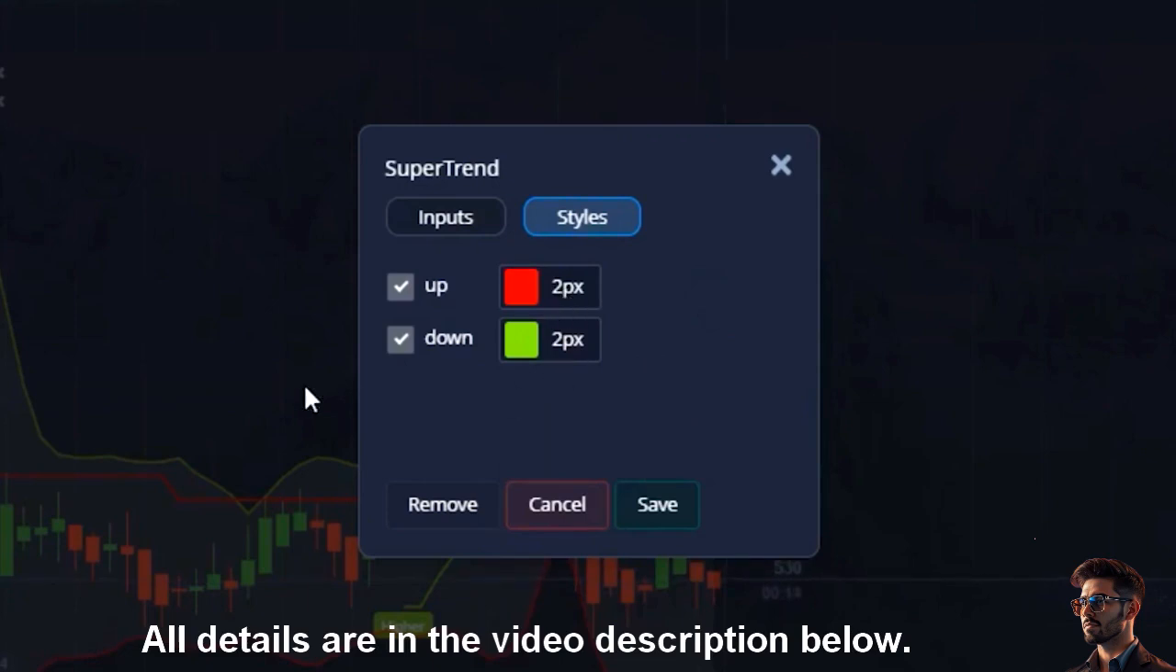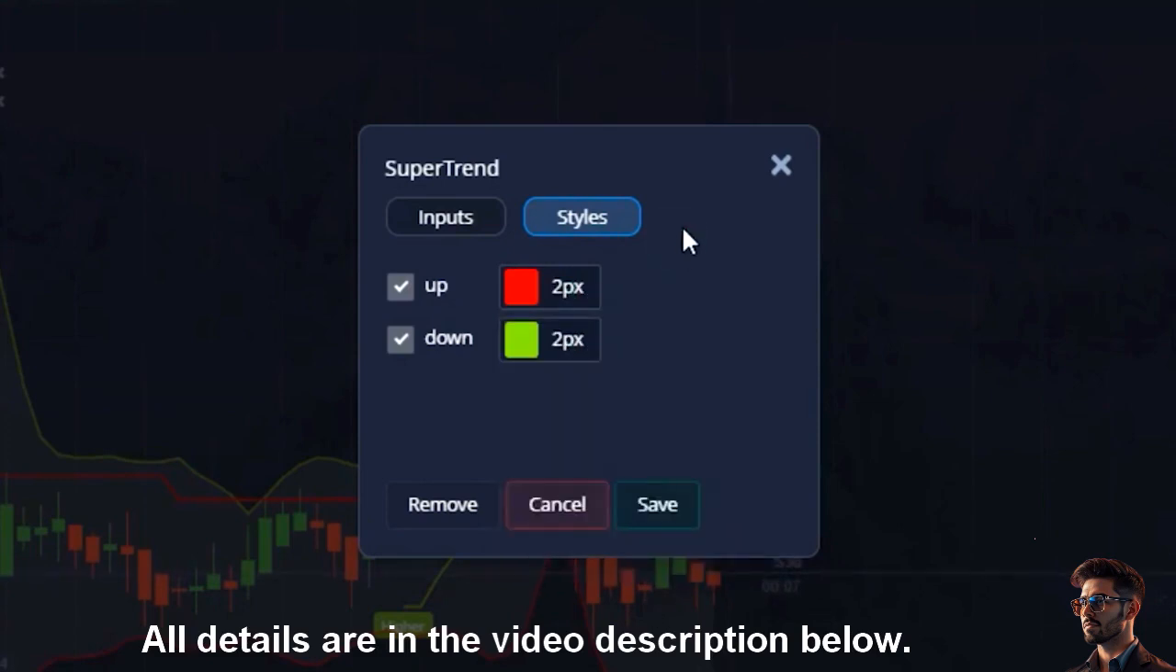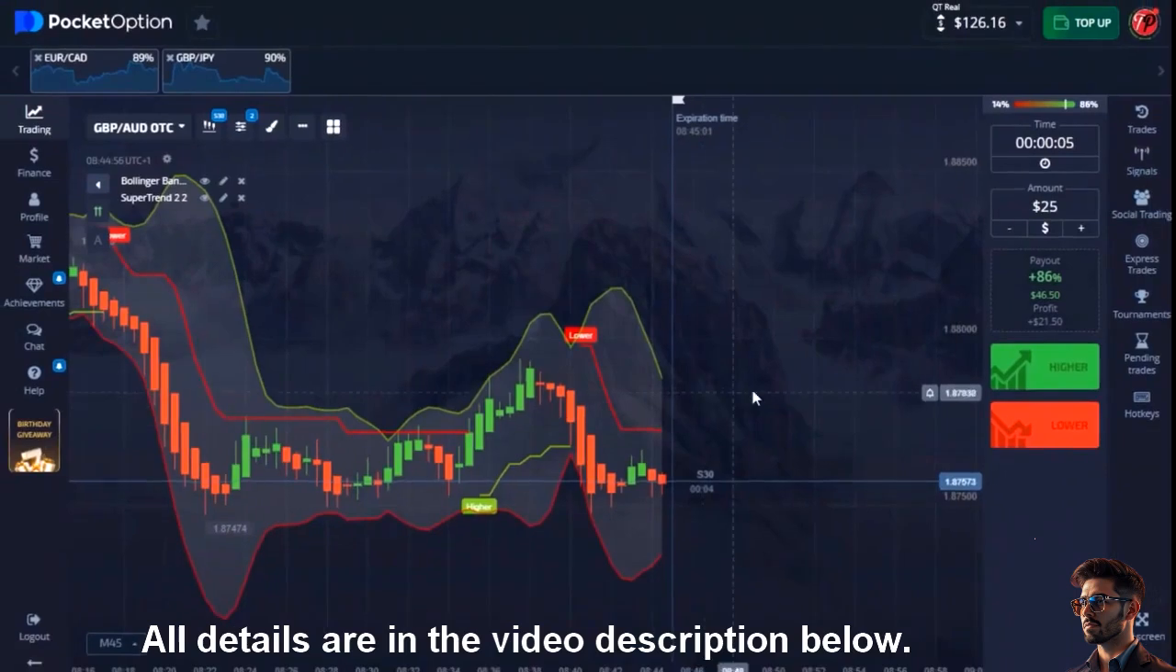On the default, you're going to have the up red and down green though. You don't have to do anything here. The only thing you need to do is to change your line to be on 2 pixel. So that's pretty much all you have to do. So when you're done, you hit save.